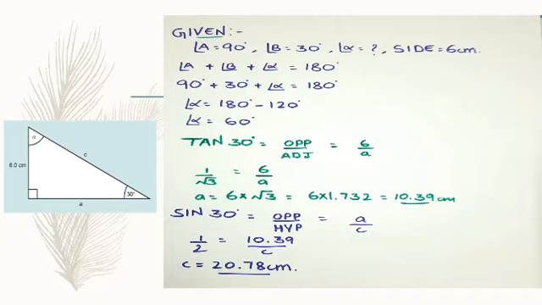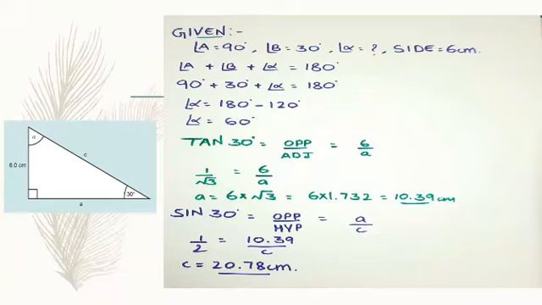So now we have to calculate the hypotenuse side, that is the longest side of a right angle triangle. So that is the ratio of sine. Sine is the ratio between opposite and hypotenuse. Here theta is 30 degrees, therefore sine 30 degrees is equal to opposite by hypotenuse, that is equal to a divided by C. So a is 10.39 divided by C. The value of sine 30 is half. C is equal to, if you cross multiply, 2 into 10.39, which is equal to 20.78.